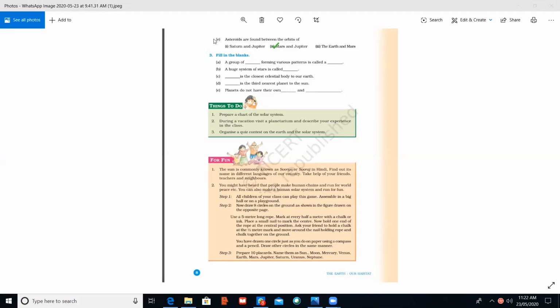A group of stars forming various patterns is called a constellation, because they form various patterns. A huge system of stars is called a galaxy.